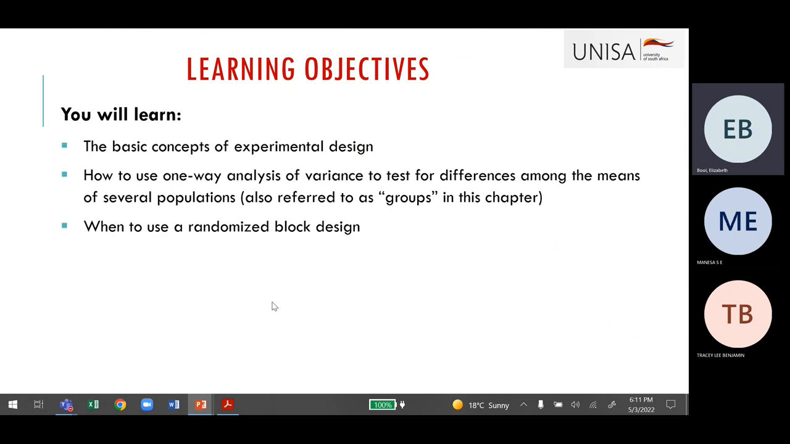By the end of the session, you should be able to learn the concepts of experimental design. You should be able to know how to use one-way analysis of variance, ANOVA, to test for the difference amongst the means of several populations, which we refer to here as the groups. And later on, we're going to learn how to use a randomized block design to do the same, to test the differences amongst the groups.